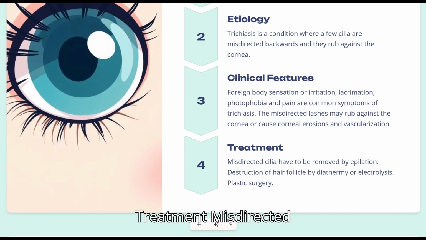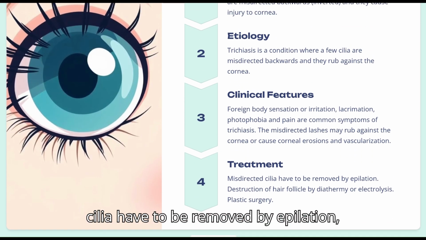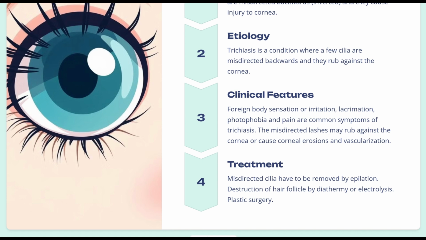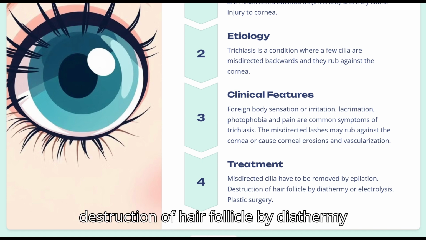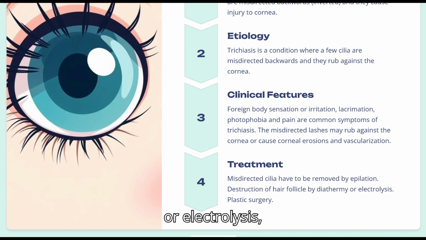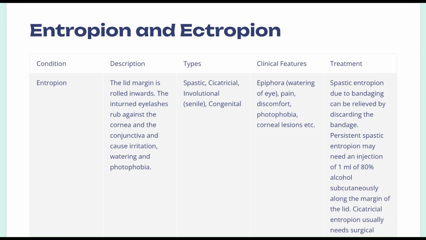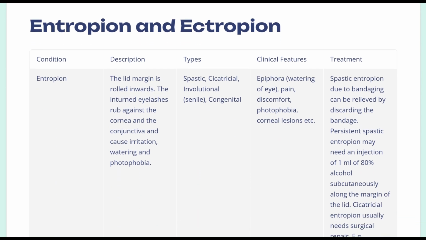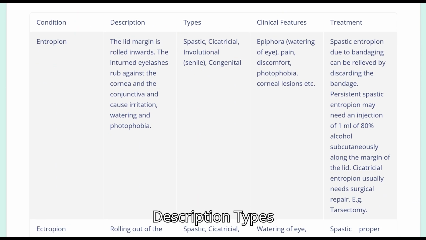Treatment: misdirected cilia have to be removed by epilation. Destruction of hair follicle by diathermy or electrolysis. Plastic surgery. Entropion and Ectropion. Condition. Description. Types. Clinical features. Treatment.